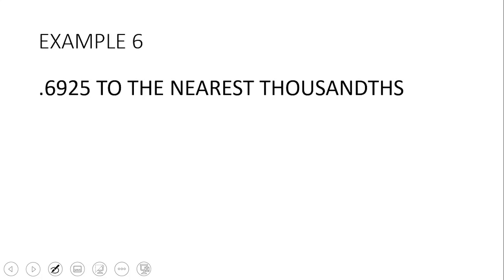I think we're going to do one more example here, which is 0.6925 to the nearest thousandths. And of course, this applies to the tens, hundreds, thousands, 10,000s, 100,000s, whatever decimal place you're going to. So we know that the 6 is the tenths, the 9 is the hundredths, the 2 is the thousandths. I'm going to look to the number to the right of it, and it's 5 or greater. So I'm going to add 1 to my rounding number, and that's going to be 0.693, or 693 thousandths.